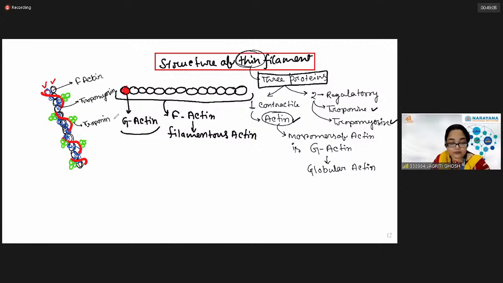Tropomyosin, troponin. Now, what is the function of tropomyosin? First, if you remember the structure of the polymer of myosin, like Anisha told, it's more like a flag.